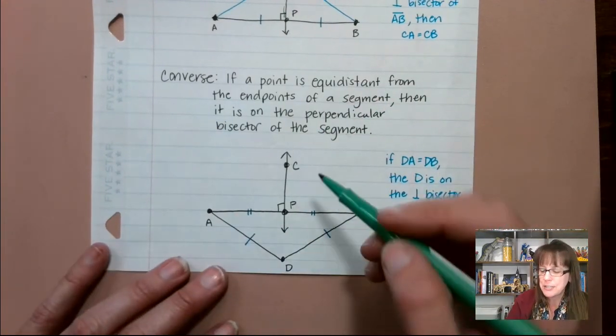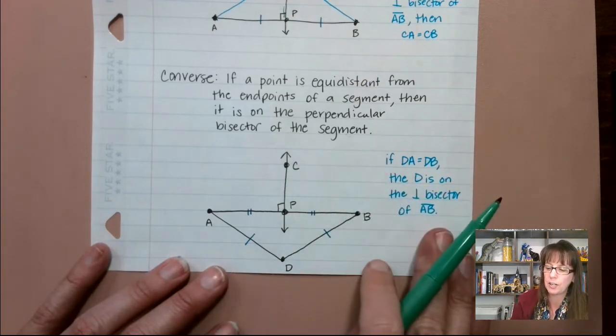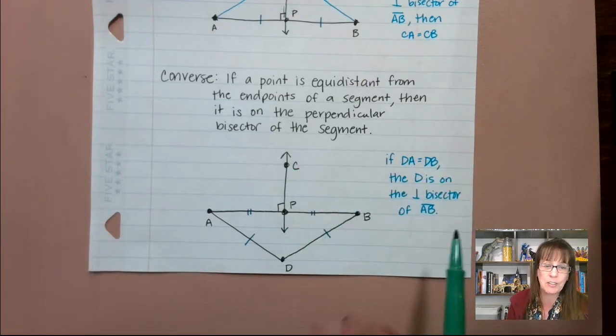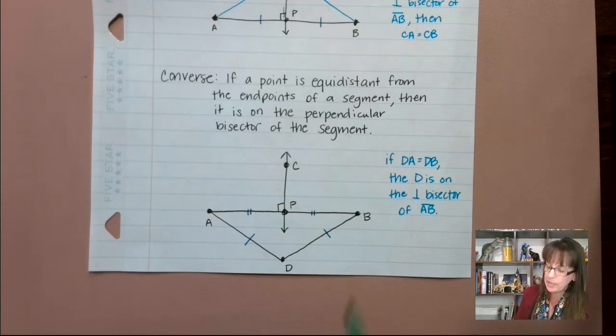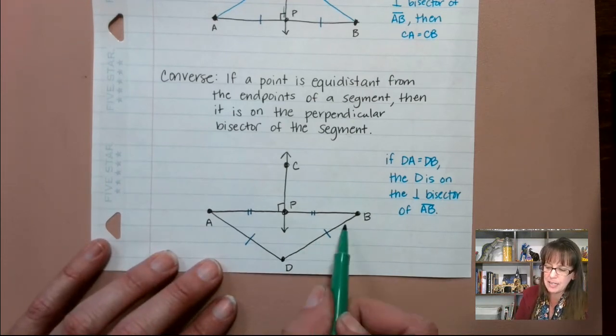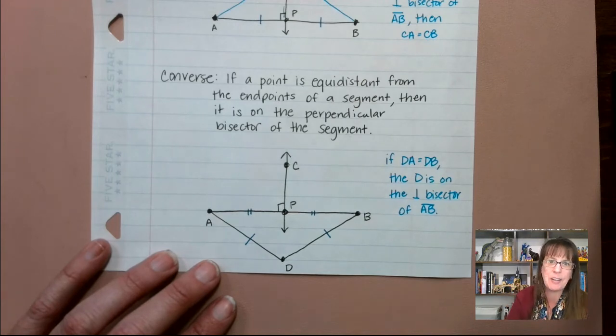Words are hard. So it's the converse of our perpendicular bisector theorem, saying that things are equidistant from each other. So if we know that this is equidistant, we know these guys are congruent, then it has to be on that perpendicular bisector.